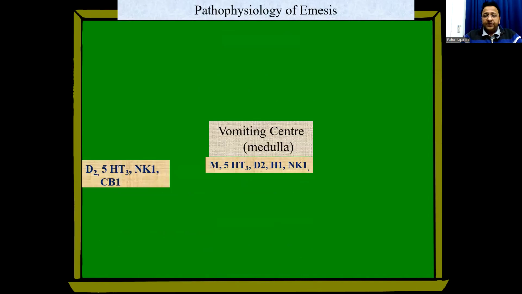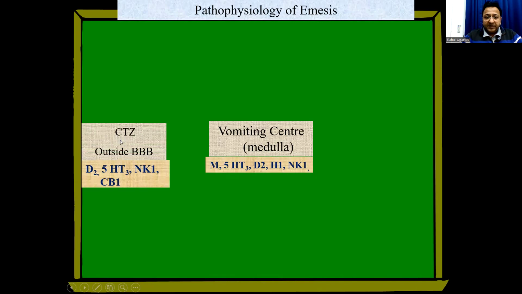So pathophysiology is very important. First, we will understand the pathophysiology of emesis. We have the vomiting center, which is situated in the medulla of the brain. And in the medulla, there are certain receptors. M is the muscarinic, 5-HT3 is the serotonin, D2 dopamine, H1 histaminic, and NK1 is the neurokinin 1 receptor. When these receptors get stimulated, the vomiting center will be stimulated. When the vomiting center is stimulated, it causes emesis, meaning vomiting.